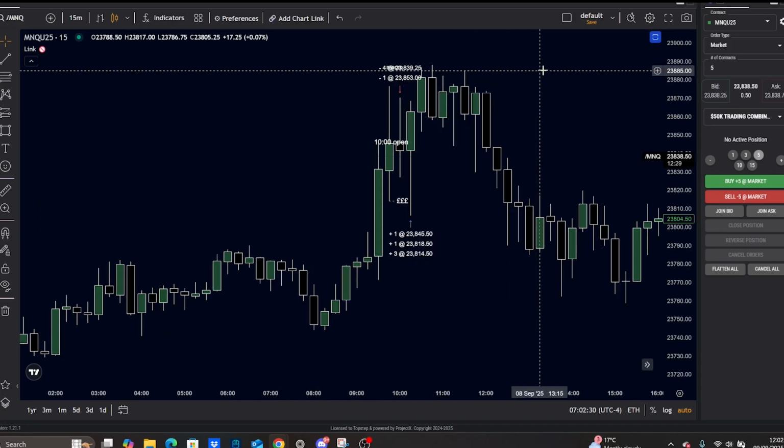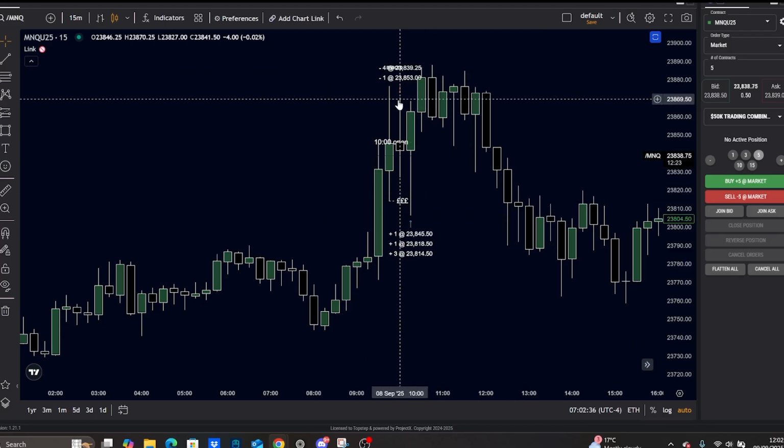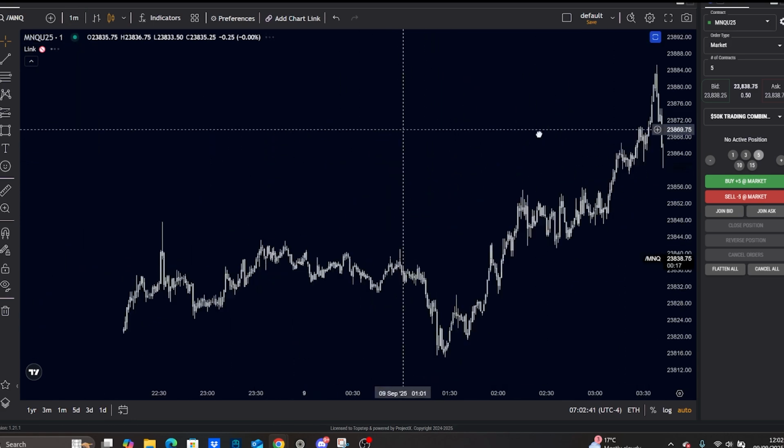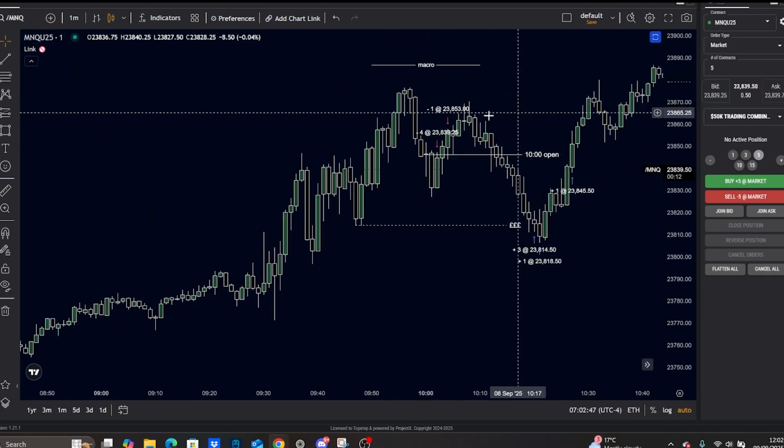And I'm only trying to take one trade in the day. So I'm expecting it to rebalance down here. And if I can get short up here, take profit here, and I'm done for the day. And that's exactly what I did. Now I'm going to go over some of the things that were an issue with this trade.